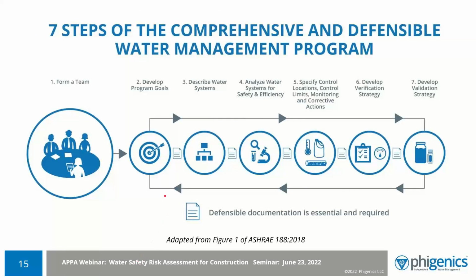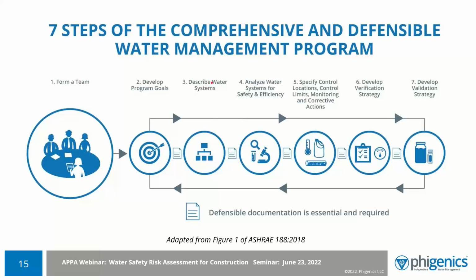So for the 1-minute version of what's in that program for training, for water management, the 7 steps of water management that are outlined in risk management documents are that you are to form an interdisciplinary team in your organization to deal with the water management program. You're to develop program goals. What are the boundaries of this water management program? Which buildings are in, which buildings are out? Think of it like a property line.